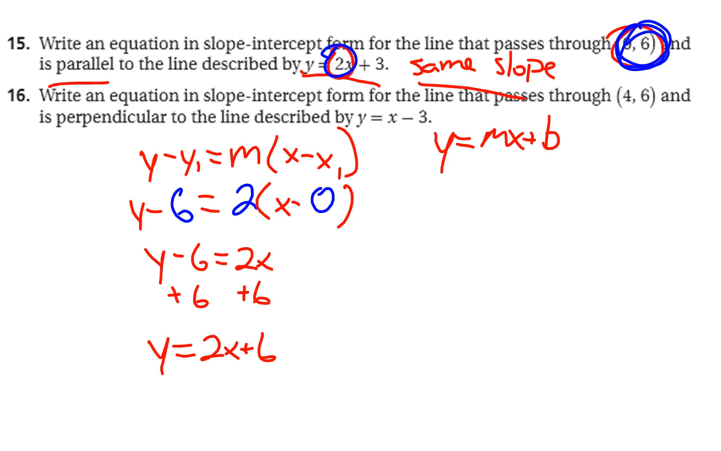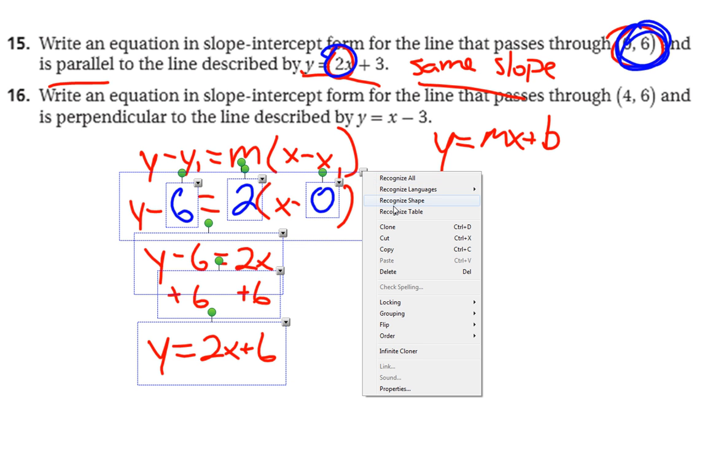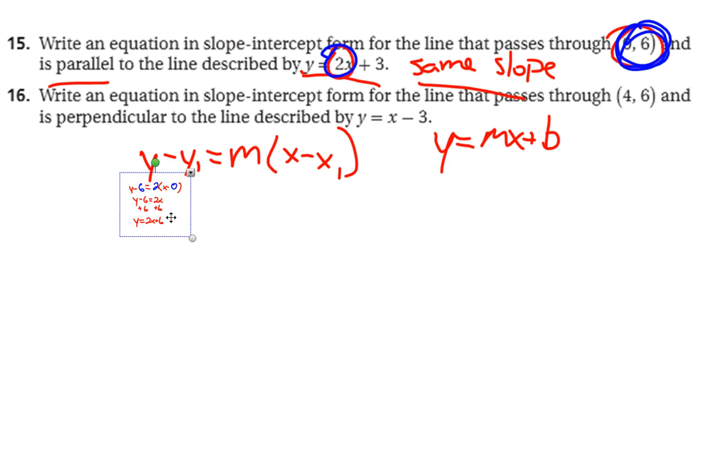Right? Okay. So the second one, write an equation in slope-intercept form that's perpendicular this time and passes through (4, 6). So remember, same idea, except instead of the same slope, we're going to have the reverse reciprocal slope. So we need to take our regular slope, which was 1, flip it over, which coincidentally is just 1, and then make it the opposite sign, so a positive 1 will become negative 1.